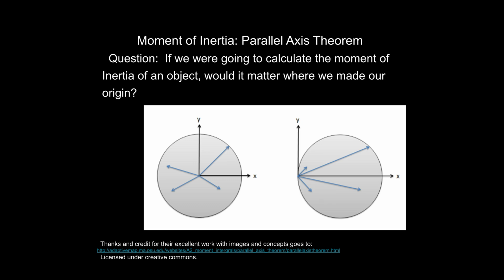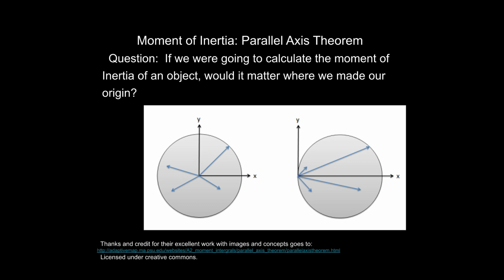So the first thing I want to do is ask a question. If we were going to calculate the moment of inertia of an object, would it matter where we made our origin? Pause for a second and think about this. And I hope you can see that the answer is going to be yes. In other words, if we make our origin here in the center of a sphere, let's say somehow we have massless sticks that go through a heavy solid sphere, and we're able to rotate it about the center, that's going to be easier to do than if we had more or less massless sticks on the outside of a heavy sphere, and try to rotate it this way.